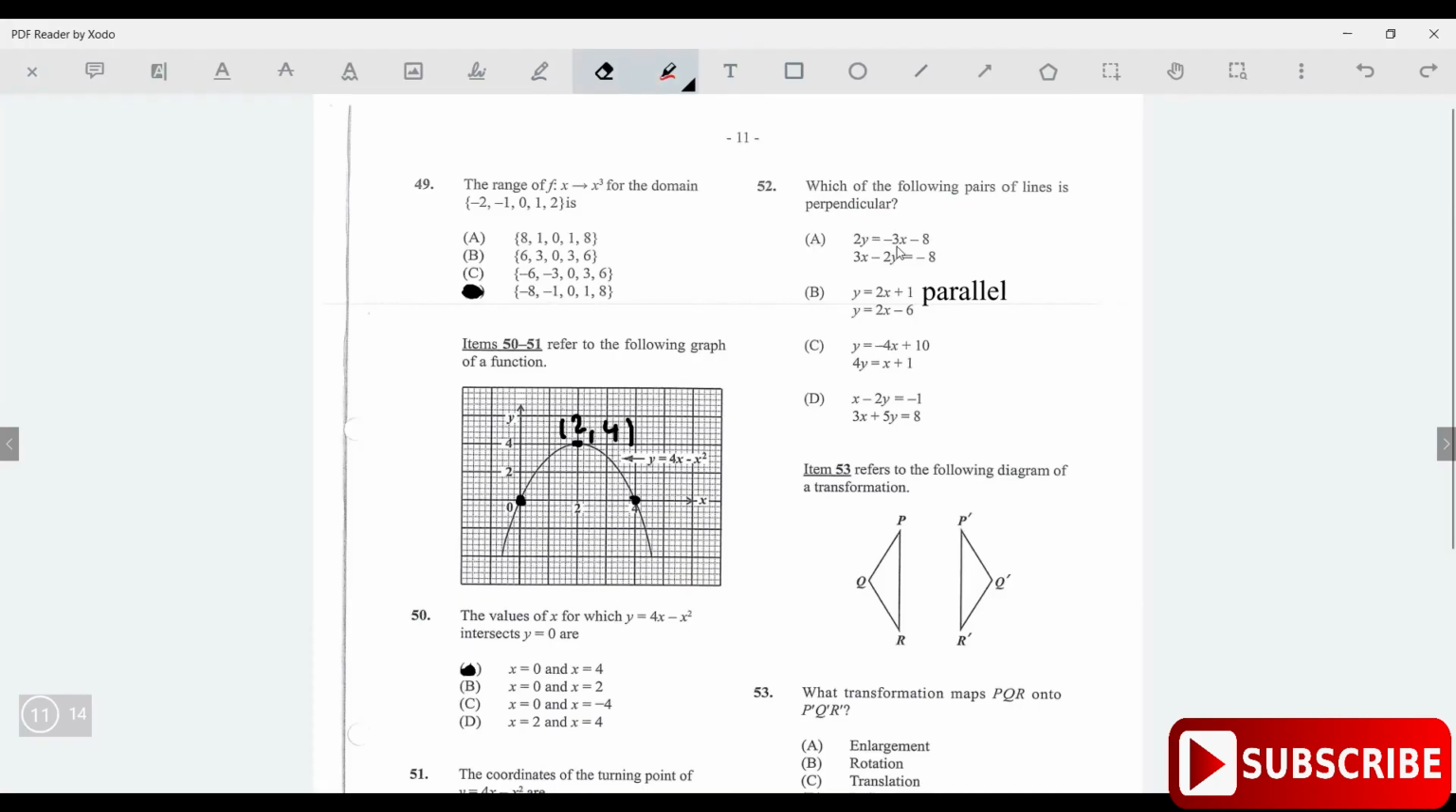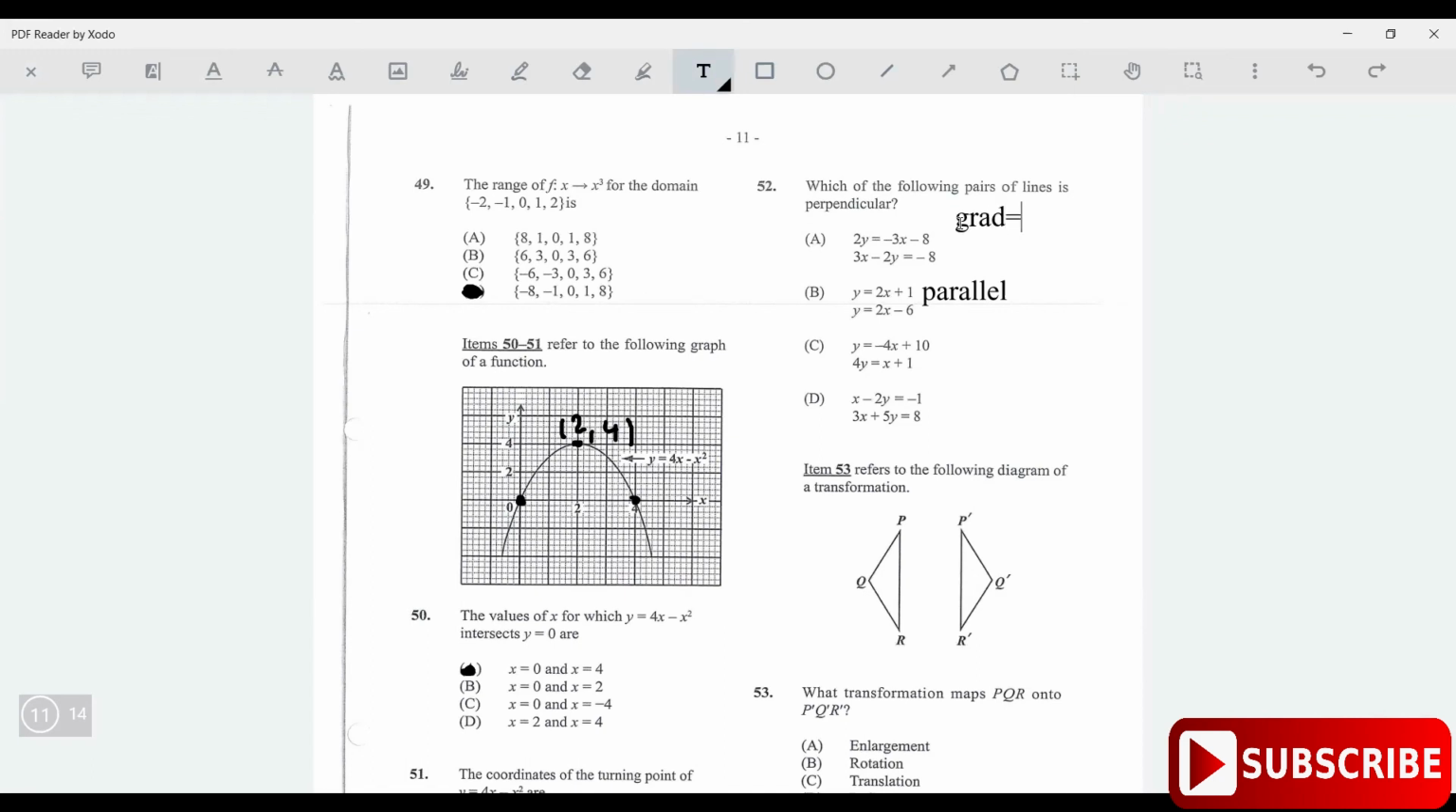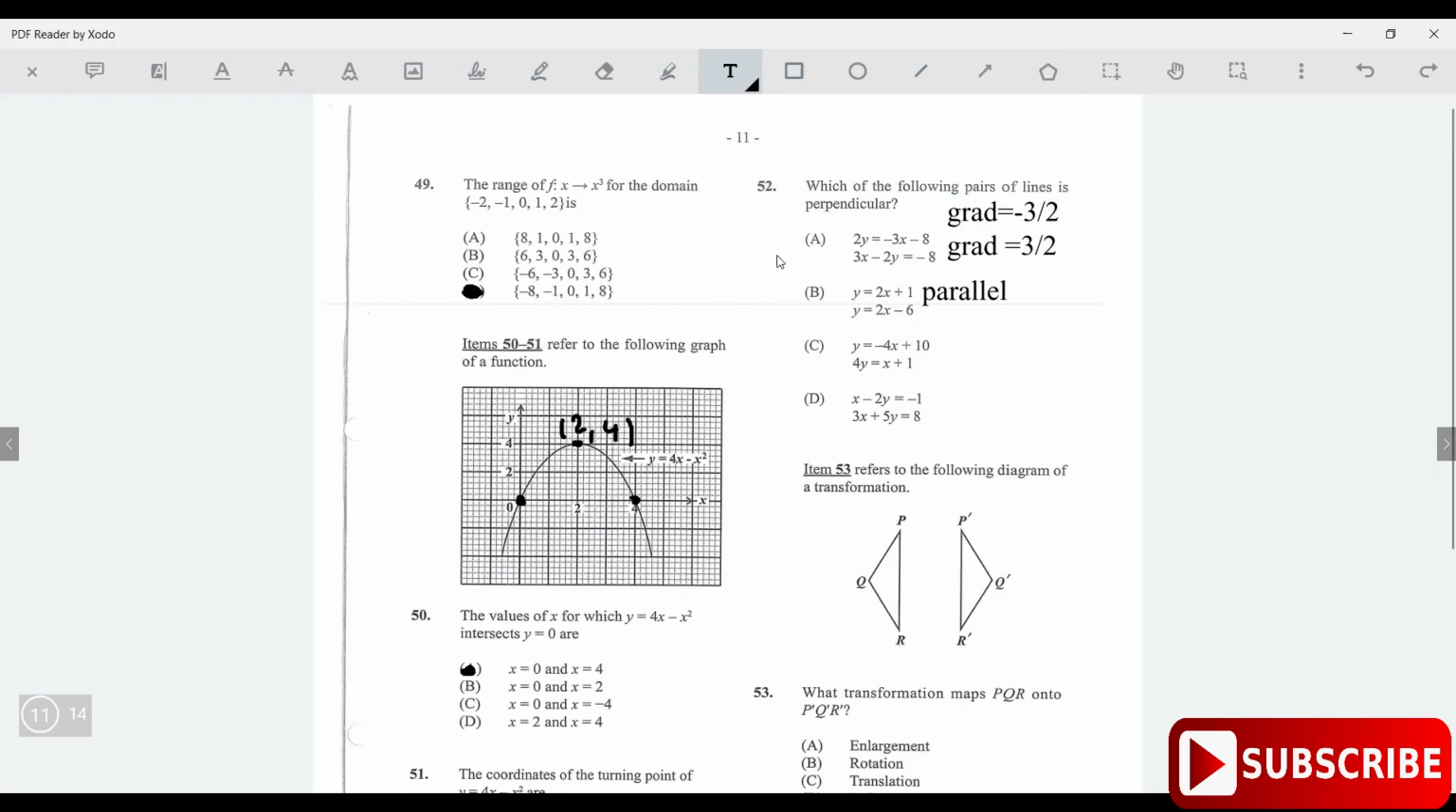So if I divide by 2, the gradient of the first line right here, the first line has a gradient of, that looks like -3/2. Looking at the second line, the gradient would be, bring over the -2y, or maybe bring over this, divide by 2. This one will give me a gradient of, divide through by 2, that's 3/2. The product of these two gradients is not -1, so this is not perpendicular. So that's no.